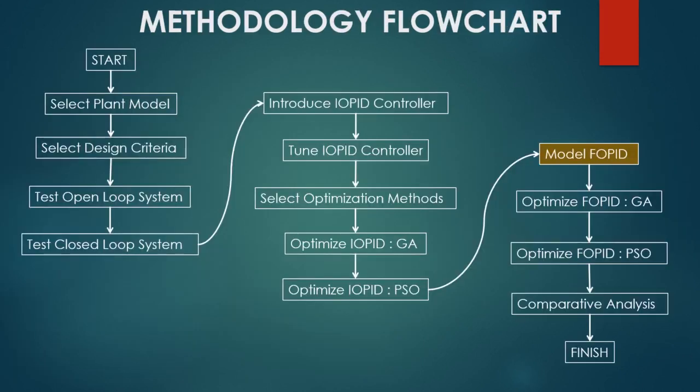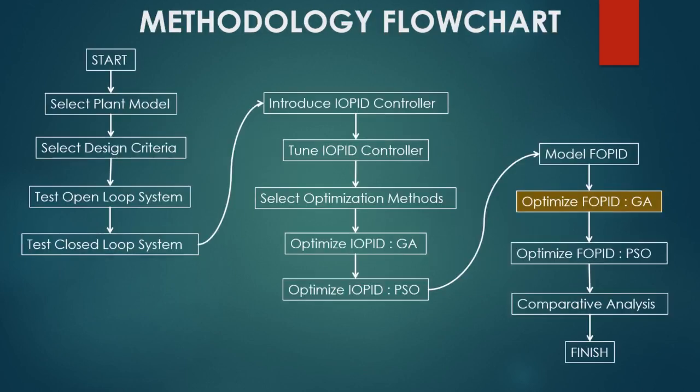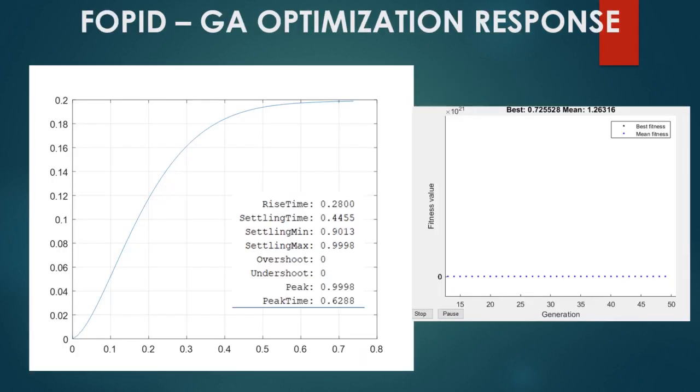The next step is to use a fractional order PID controller where we have 5 parameters to be tuned. And we use the genetic algorithm for the optimization of the FOPID parameters, and we obtain a fitness function value of 0.7255, which indicates that the FOPID controller is performing much better than its integer order counterpart. We can see from the step response that the system has very good performance.